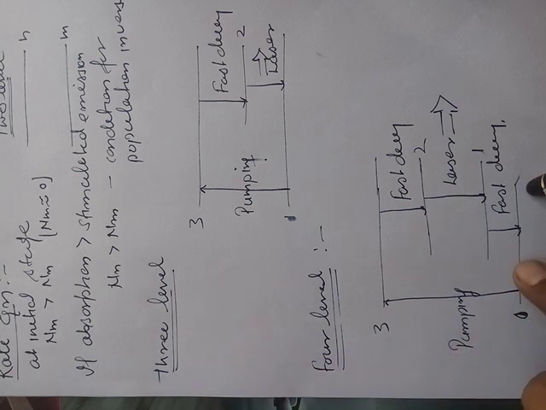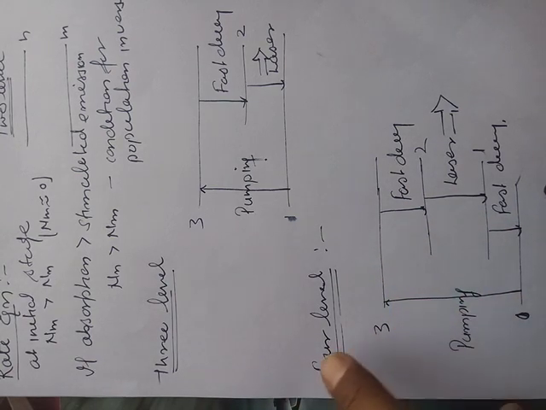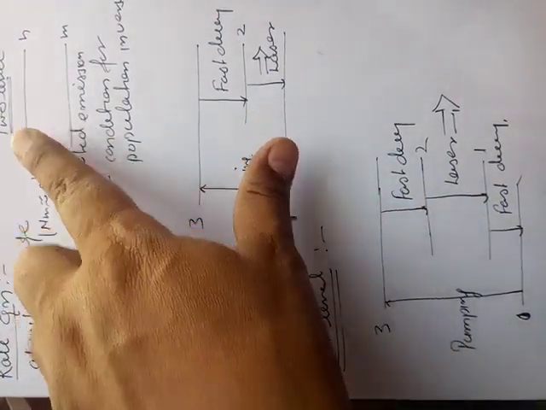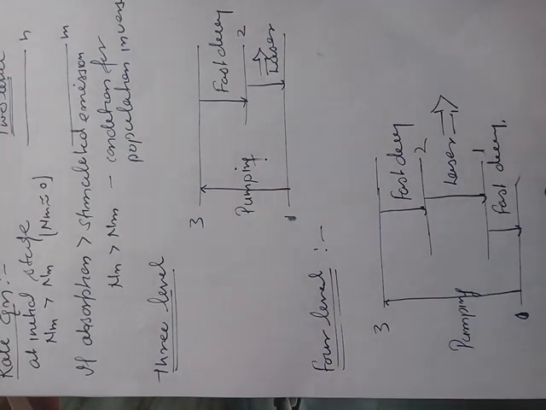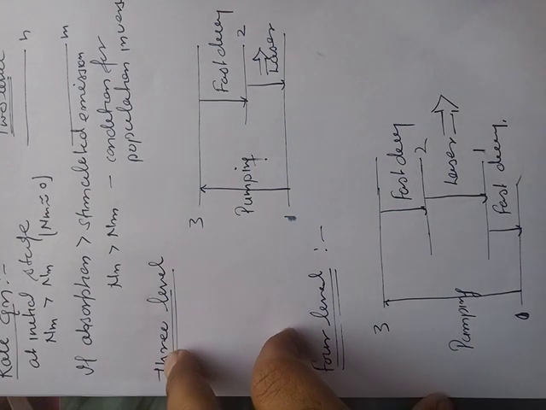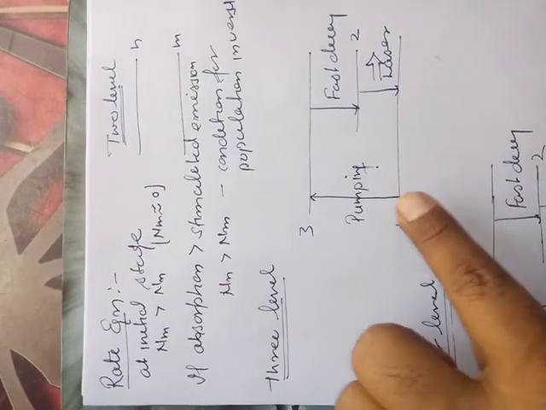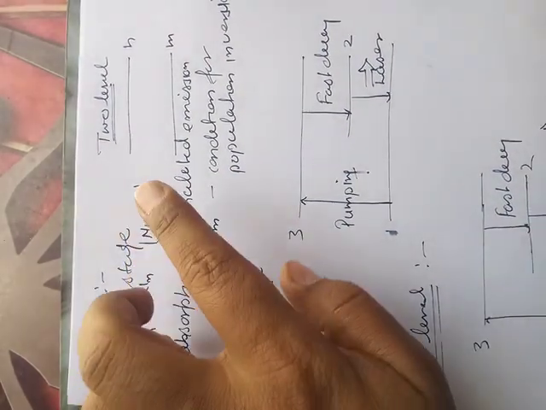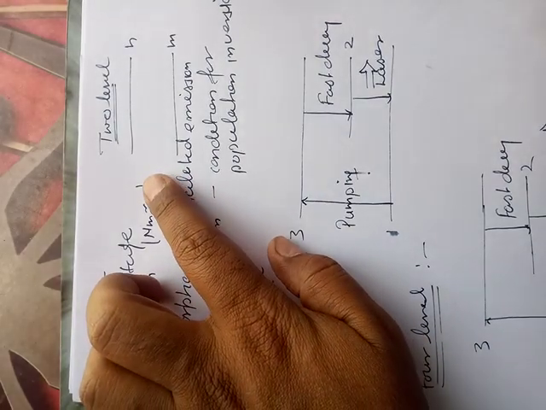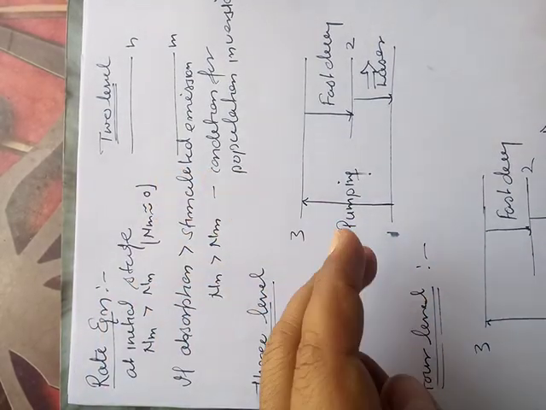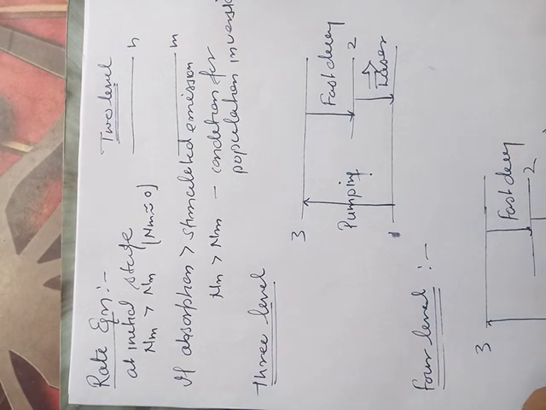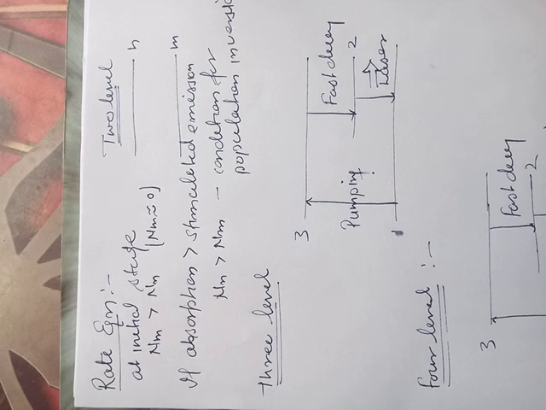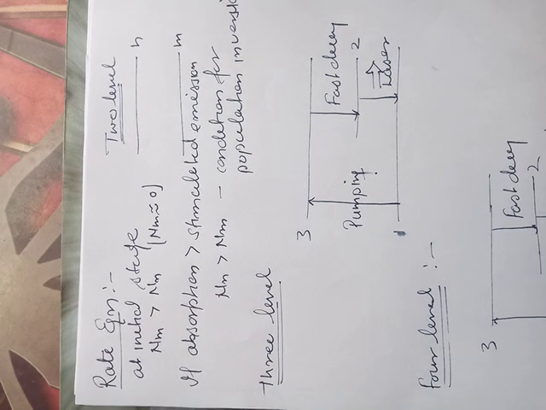So that means 1 2 3 4. This one is the 4 level, the 3 level, and the previous one, the 2 level. From tomorrow's lecture onward we will discuss the mathematical derivation for the 2 level, 3 level and 4 level, and we will also discuss which level system is better. Means, what are the advantages of the 2 level system as compared to the 3 level, and what are the advantages of the 3 level as compared to the 4 level, and what are their respective disadvantages. We will discuss in the coming lecture. Thank you students.